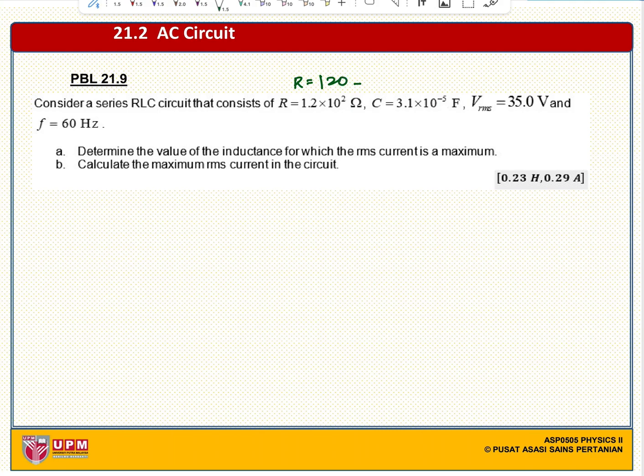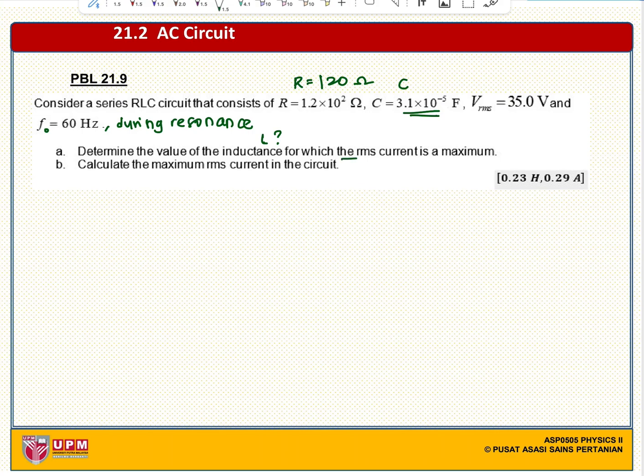So if you look at the example question, it says: consider a series RLC circuit consisting of R equal to 120 ohm, C equal to 3.1 times 10 to the power negative 5 farad, and VRMS is 35 volts and F is 60 Hz. Here, it was left out. It actually tells you that this is your F0 during resonant.